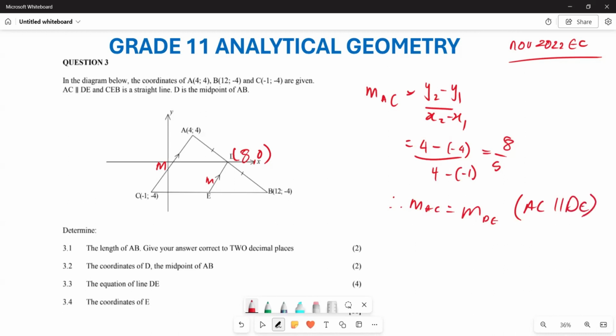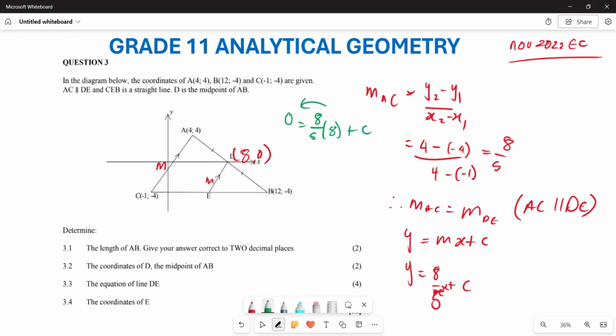Once again, from here, you're going to say y equals mx plus c. Then y is going to be 8 over 5x plus c. Now you're going to substitute here. When substituting, you're going to substitute the coordinates of D. Can you see that as you're substituting, 0 equals 8 over 5 into 8 plus c.